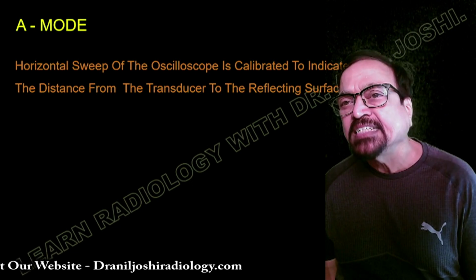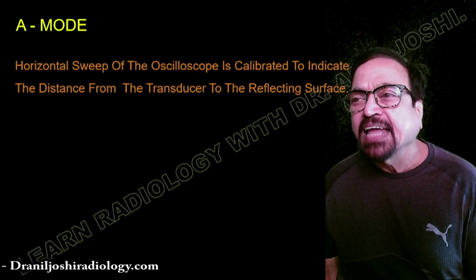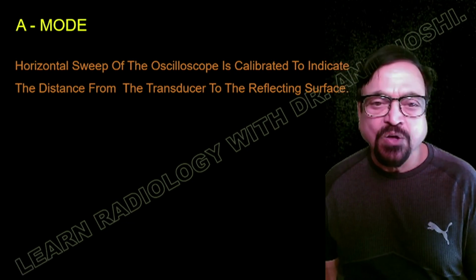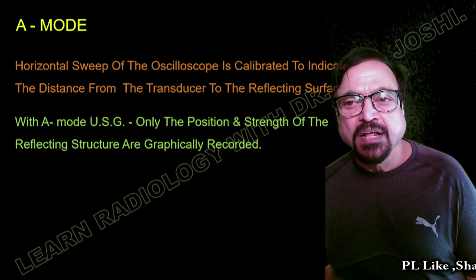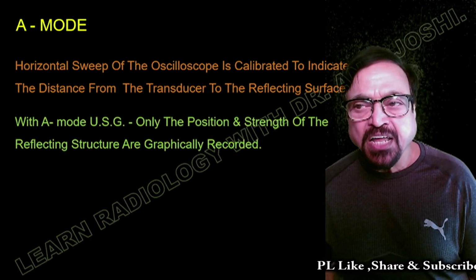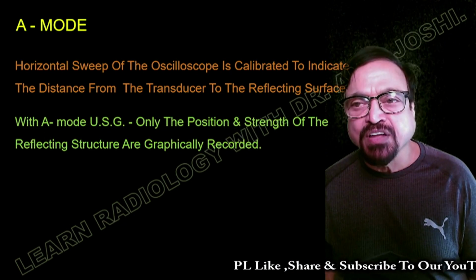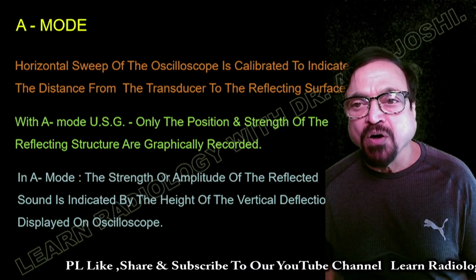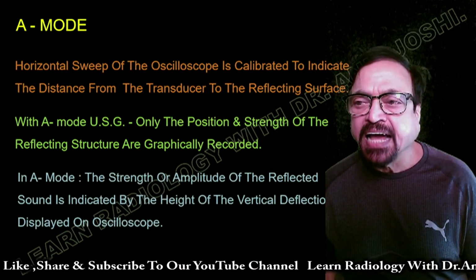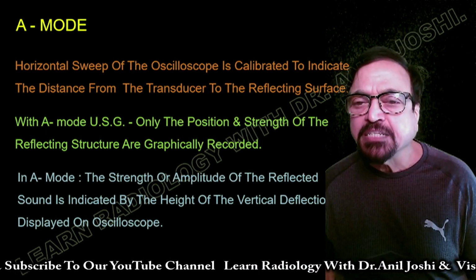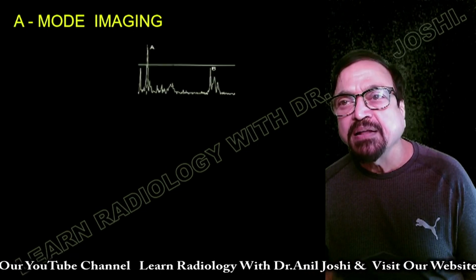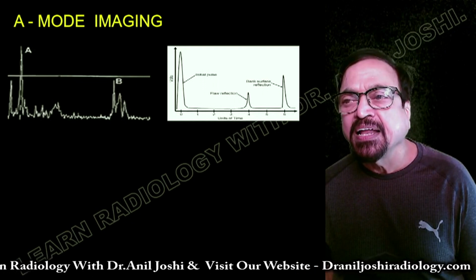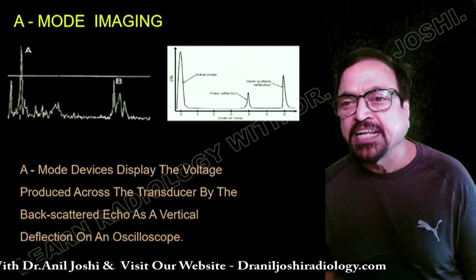M mode is a horizontal sweep of an oscilloscope calibrated to indicate the distance between the transducer and the reflecting surfaces. So that is what we see in M mode. With A mode USG, only the position and strength of the reflecting surfaces are graphically recorded. In A mode, the amplitude of the reflected sound is indicated by the height of the vertical deflection displayed on the oscilloscope. Further, with A mode imaging, we are showing graphically how it looks. Now, these are the labeled diagrams of the graphical presentation.